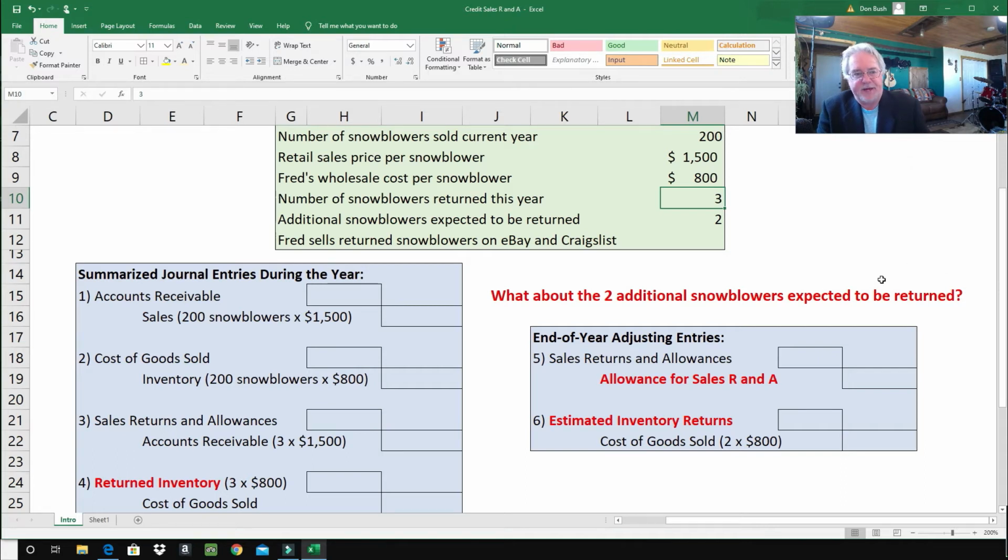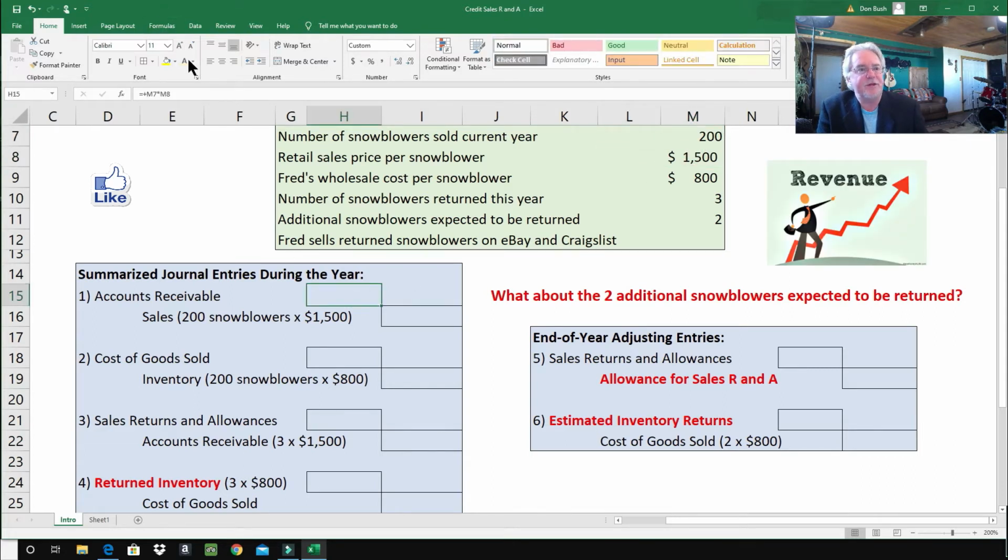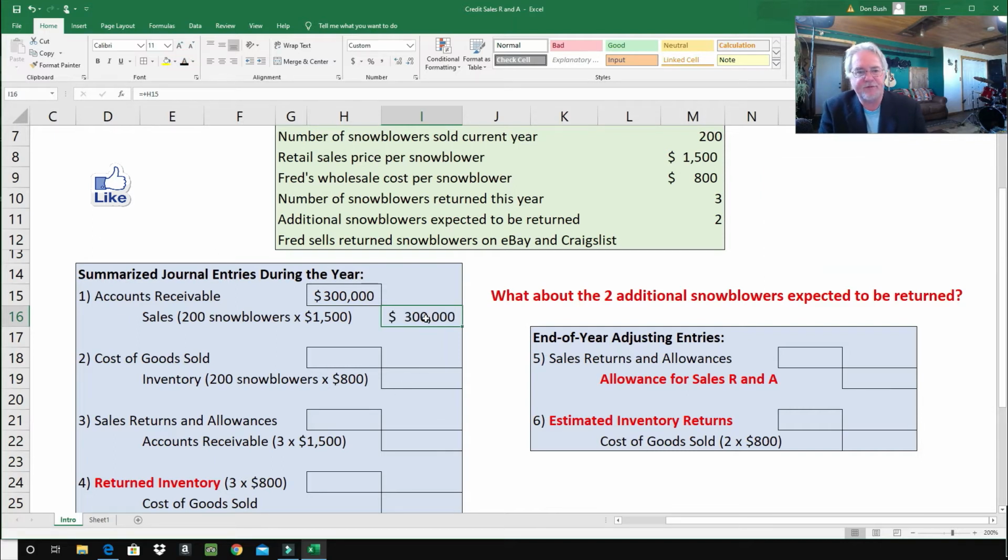So Fred is going to record these sales in accounts receivable. That is selling 200 snowblowers at $1,500 each. If you do the math, that brings you to $300,000. So sales of $300,000. We're crediting sales because that's revenue. Revenue is credited.